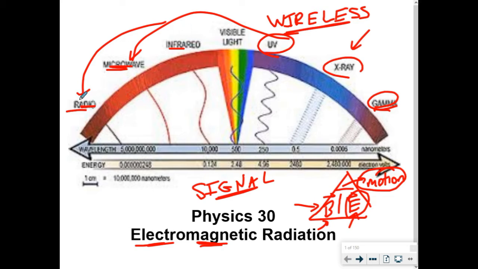So everything on this side of the spectrum over here is generally quite dangerous. Everything over here on this side of the spectrum over here, we use it to send signals. Infrared, by the way, do you guys know what sort of device runs off of an infrared that we use to send signals?